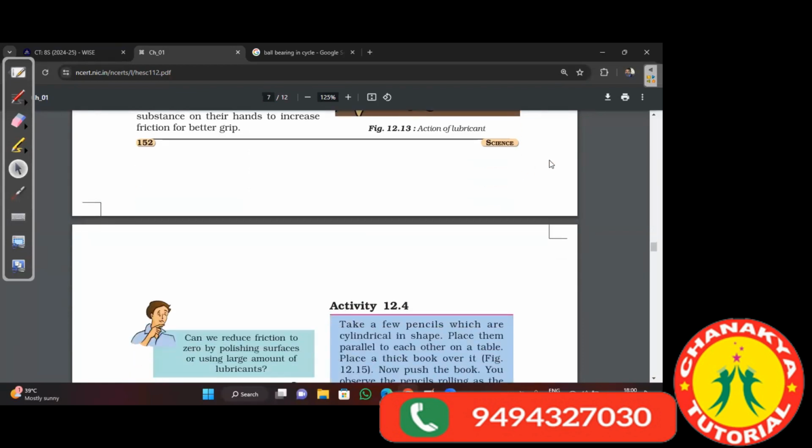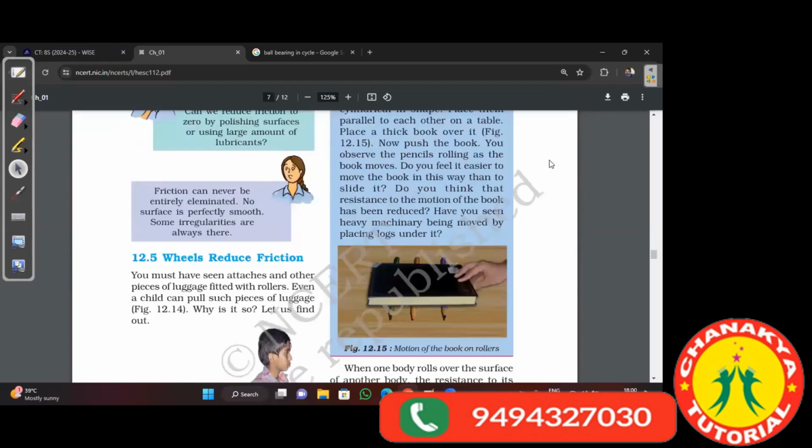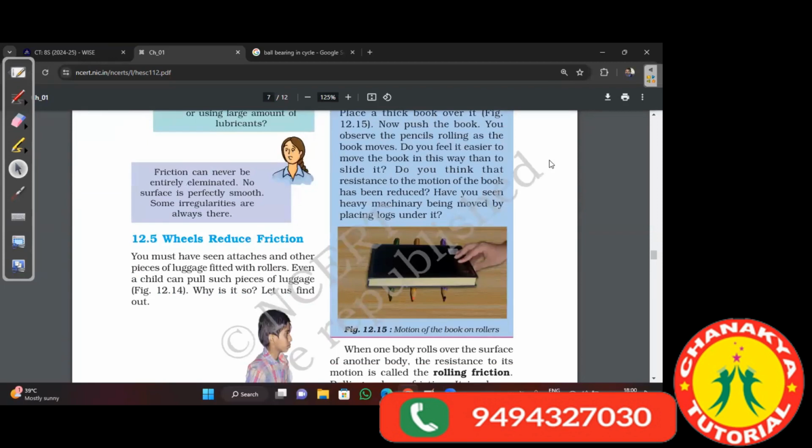Yes, Sai Karthik? Sir, even skating shoes have ball bearings, sir. Yeah, even the skating shoes have ball bearings.